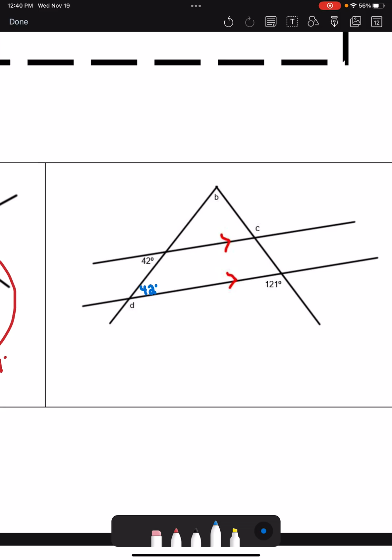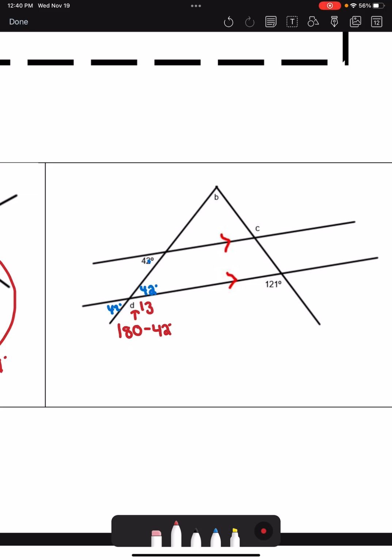Like you could have said, oh, this 42 is corresponding to this 42, right? And that would also be right. You could have also zigzagged down the transversal. So then D obviously is the supplementary angle. So to find it, I'm going to go 180 minus 42, and that gives me 138.